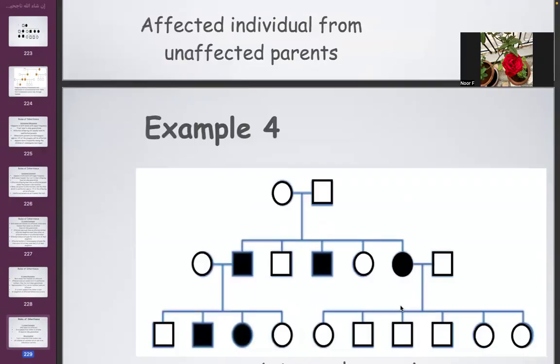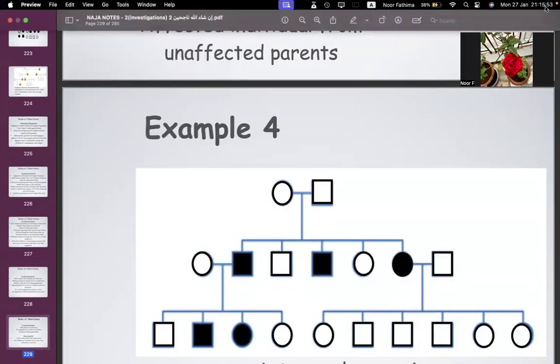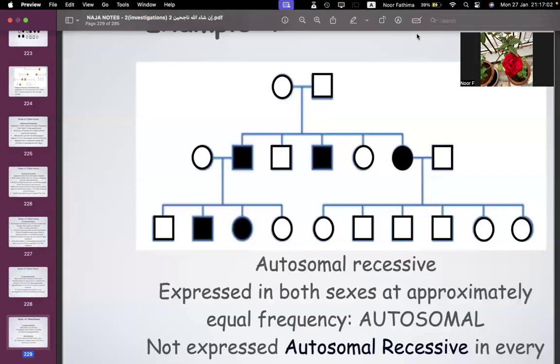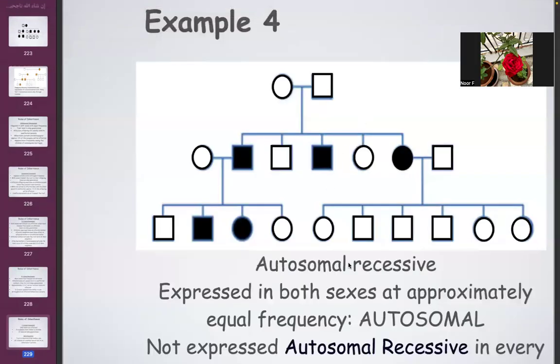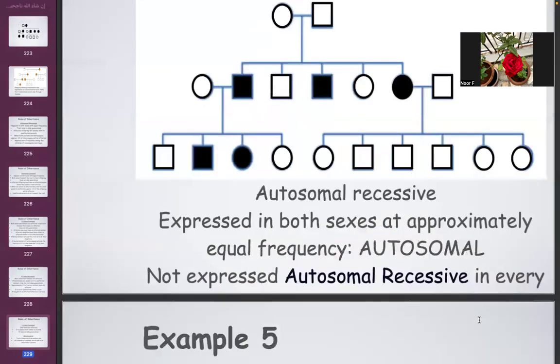Example 4. Autosomal recessive, expressed in both sexes with approximately equal frequency. So both males and females are affected here. Autosomal recessive is not expressed in every generation. That means autosomal recessive.